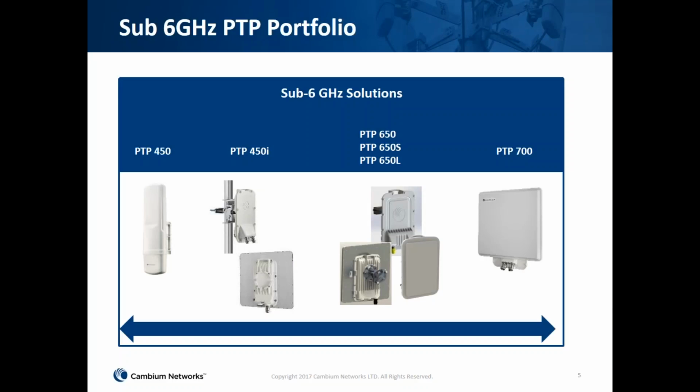So the PTP portfolio within Cambium is pretty broad, and we have a lot of different capabilities, so we often get questions around which is the best one to pick. We thought this webinar would make sense to cover that material. If you look across the spectrum here, starting on the left we have the PTP 450, and moving all the way to the right, the PTP 700. As you move from left to right, you'll see an increasing level of performance and capability, and investment as well. I'm going to go through each of these in a little more detail, and then we'll do a bit more of a deep dive.